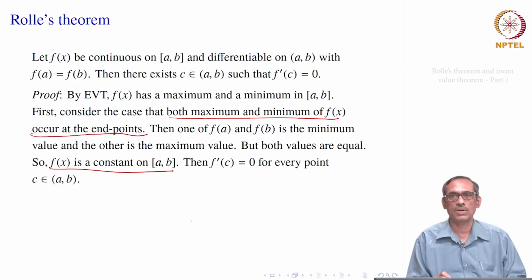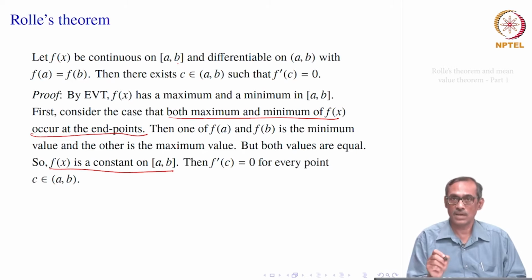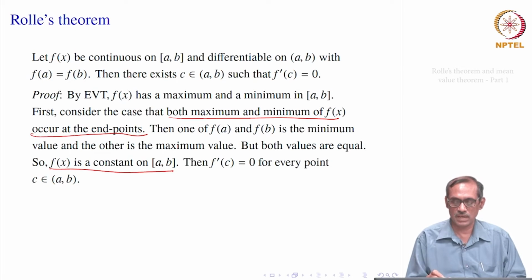So, once it is a constant, we know that its derivative is equal to 0 everywhere in the interval. Of course, you see that we always assume implicitly that a is less than b. It is a non-degenerate interval. If it degenerates to a singleton, then there is a problem. There will not be an interior point, so the set of such c in (a, b) will become empty. So, our assumption is that a is smaller than b, it is a non-degenerate interval. Now, f(x) is a constant. So, f prime equals 0 for every point inside the open interval (a, b). So, you can choose any point and that will satisfy our conclusion of Rolle's theorem.